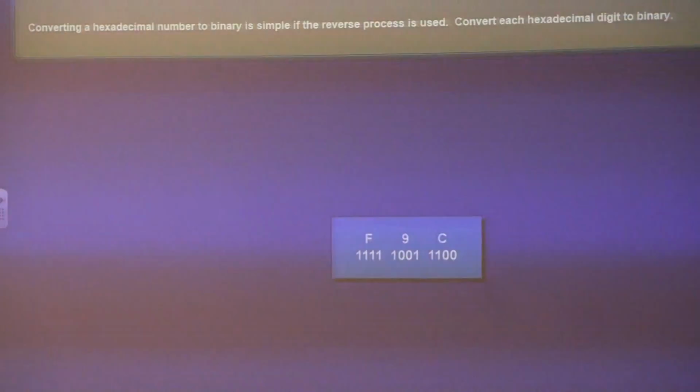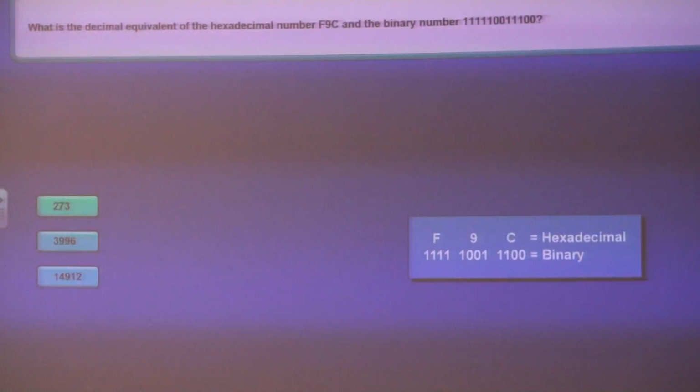All right, so we used the reverse process. Obviously, we just did a bunch of them. We took F, we converted it to its 4 groupings, which is 8, 4, 2, 1, which gives 15. 9, which is 8 and 1, which is 9, and C, which is 12, which is 8 and 4. So again, using those same groupings, kind of already beat to death.